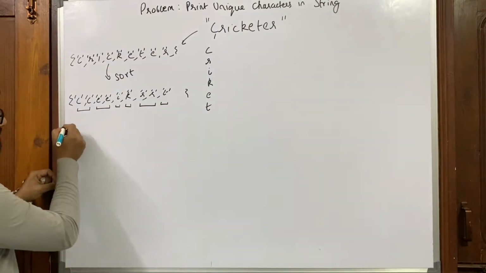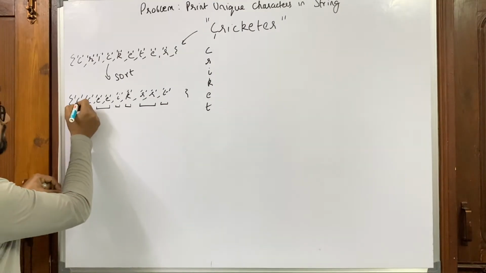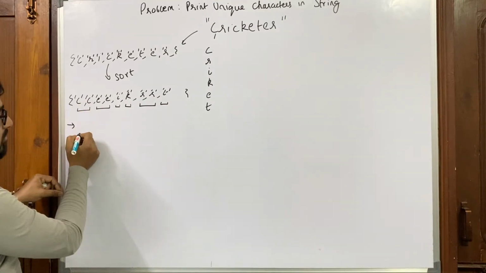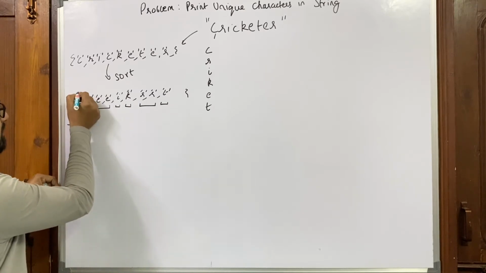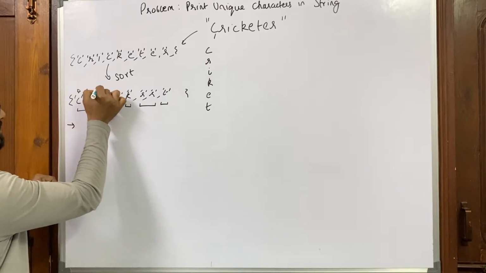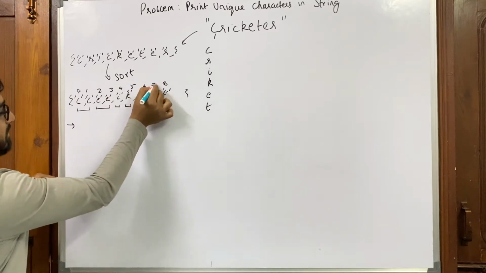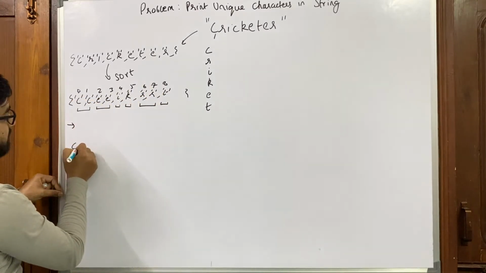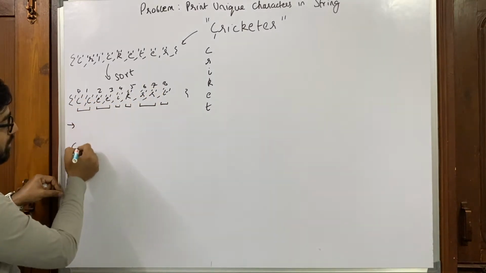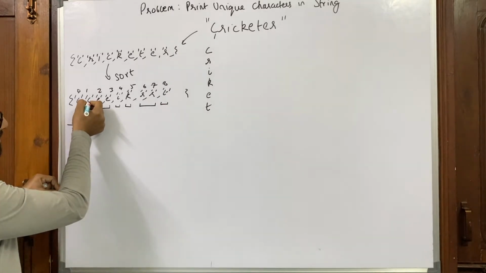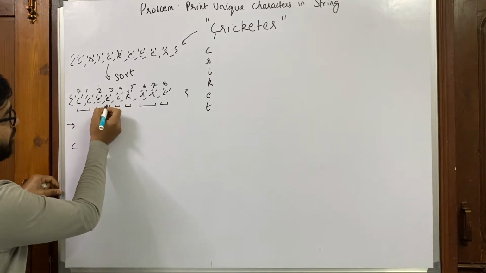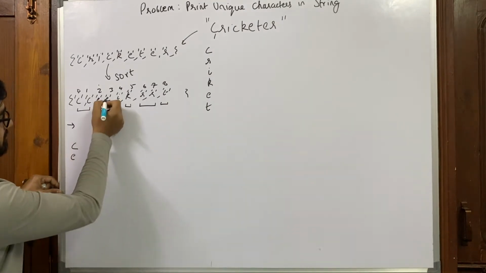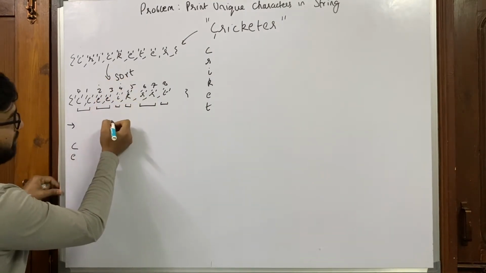Then we traverse from left to right. We print the character that we find and then skip all its copies. So for C, I print the character at index 0, so I get C as output, and I skip all the copies of C. So I skip index 1 and move on to index 2. Again, I print E and skip all its copies. So I print E, skip index 3 and move on to index 4.